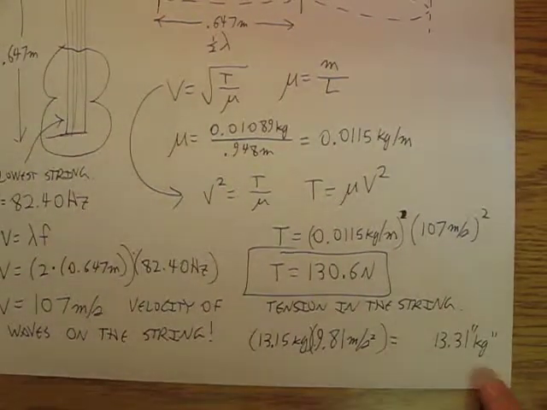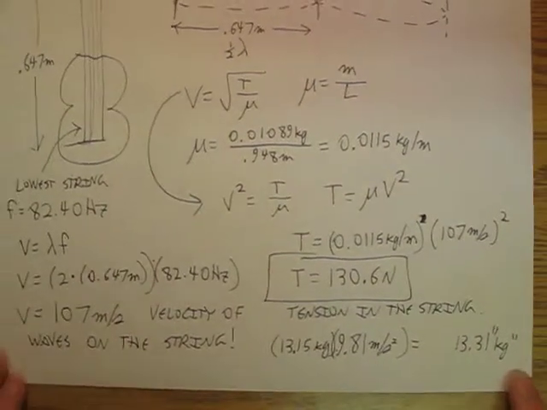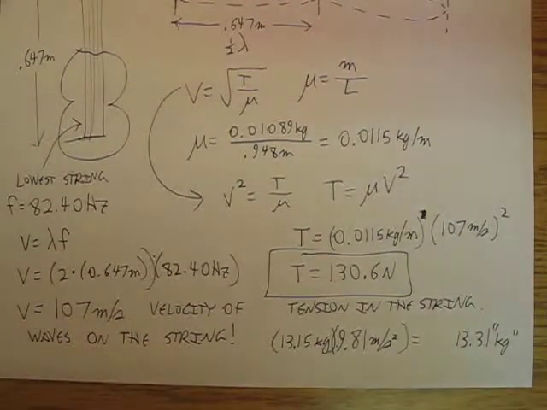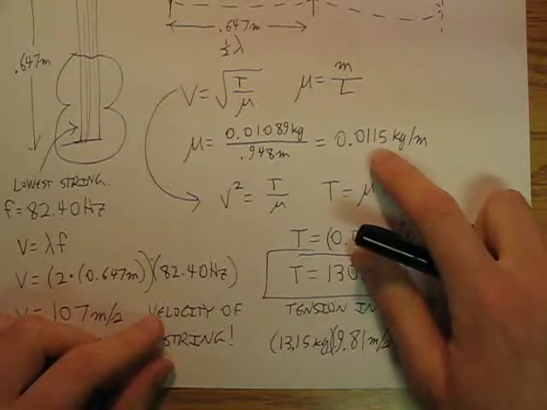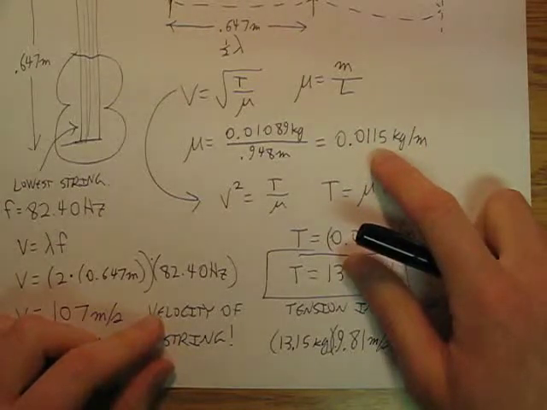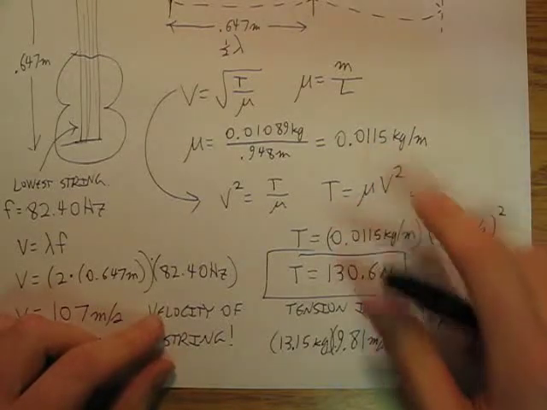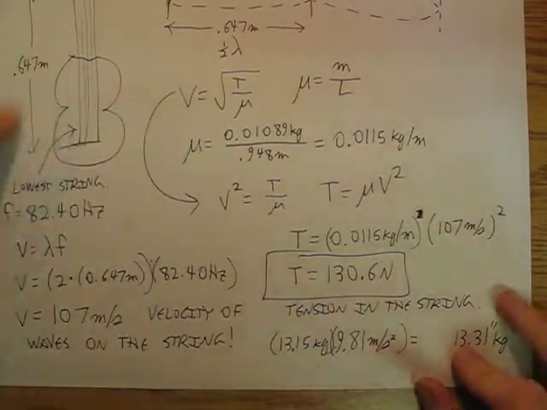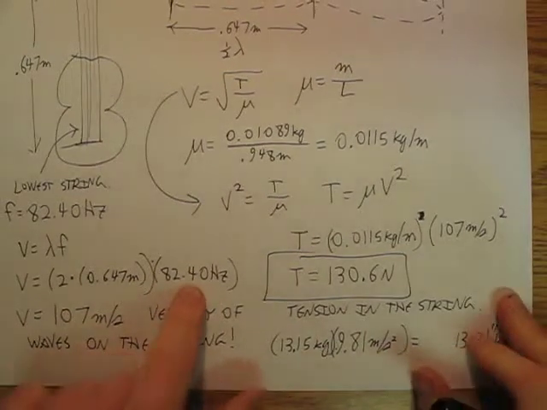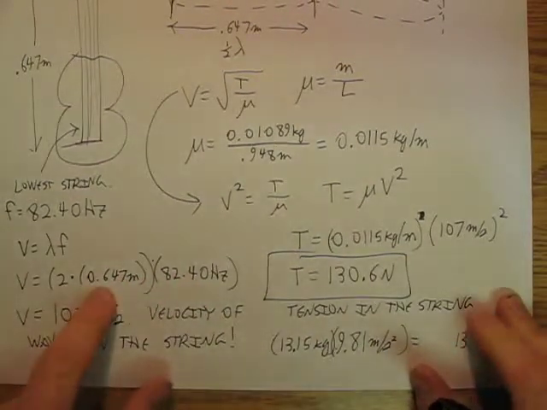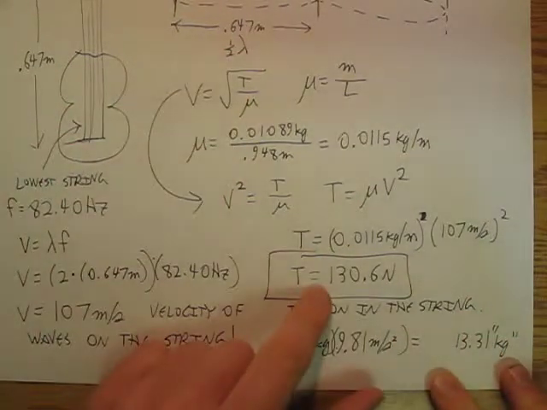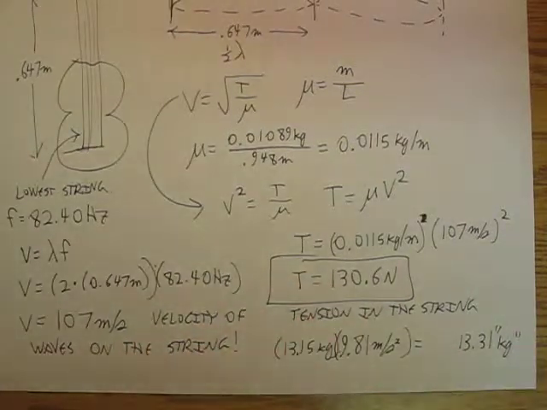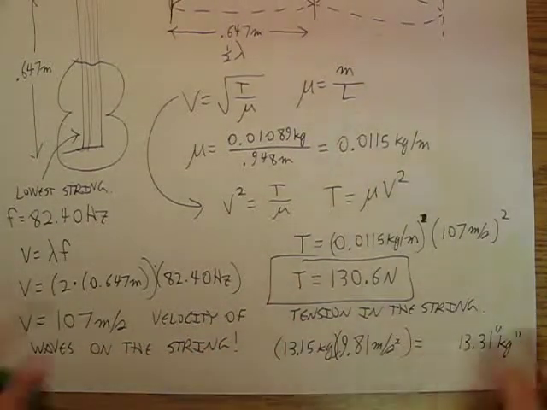But basically, we get the right result, which is that our mu is 11.5 grams per meter. Then, working backwards, we know what frequency we want, we know what our length scale is, that gives us a velocity of waves on the string, and that's going to give us the tension that we want in the string. Okay, I think I'm going to leave that there.